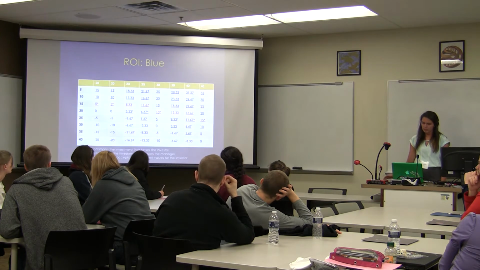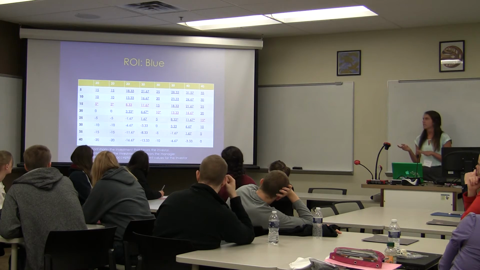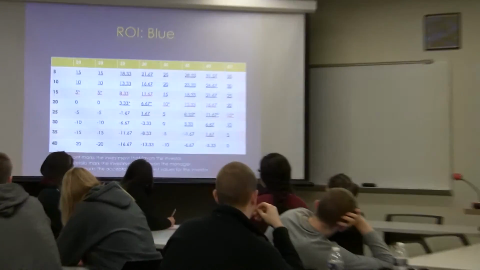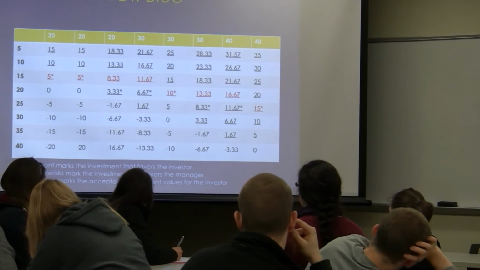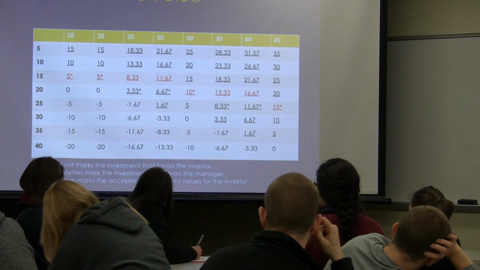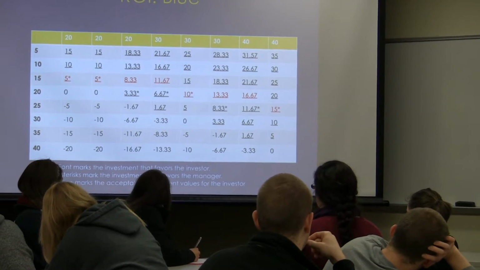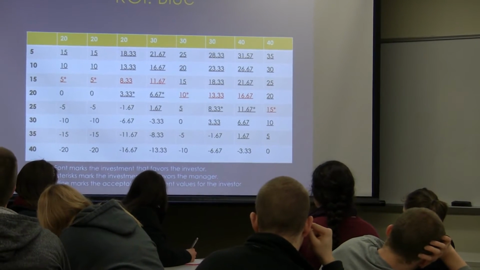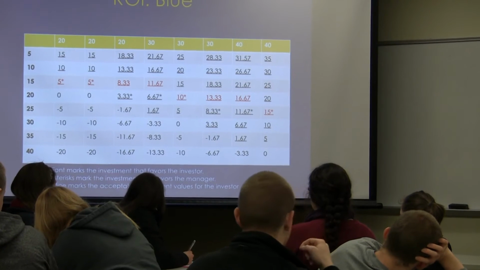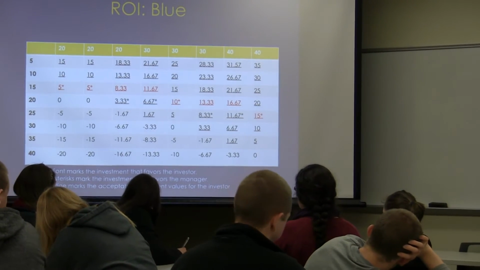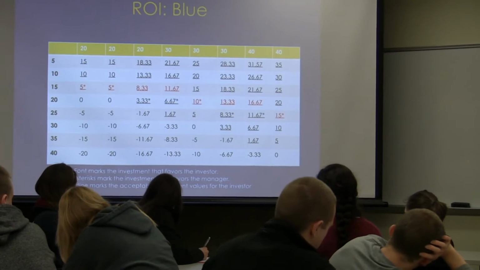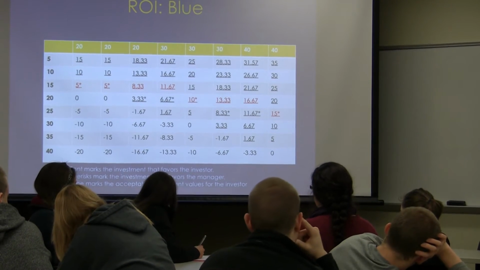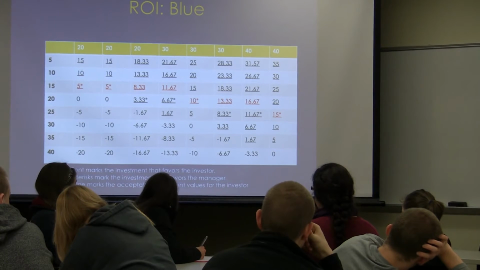So we use that value to calculate the return on investment for the investor, and we did this by taking the expected value and subtracting the investment amount. So the investment amount is on the left column, and we start with 5 and go into 40. And then across the top is the indicator level that is on the board.